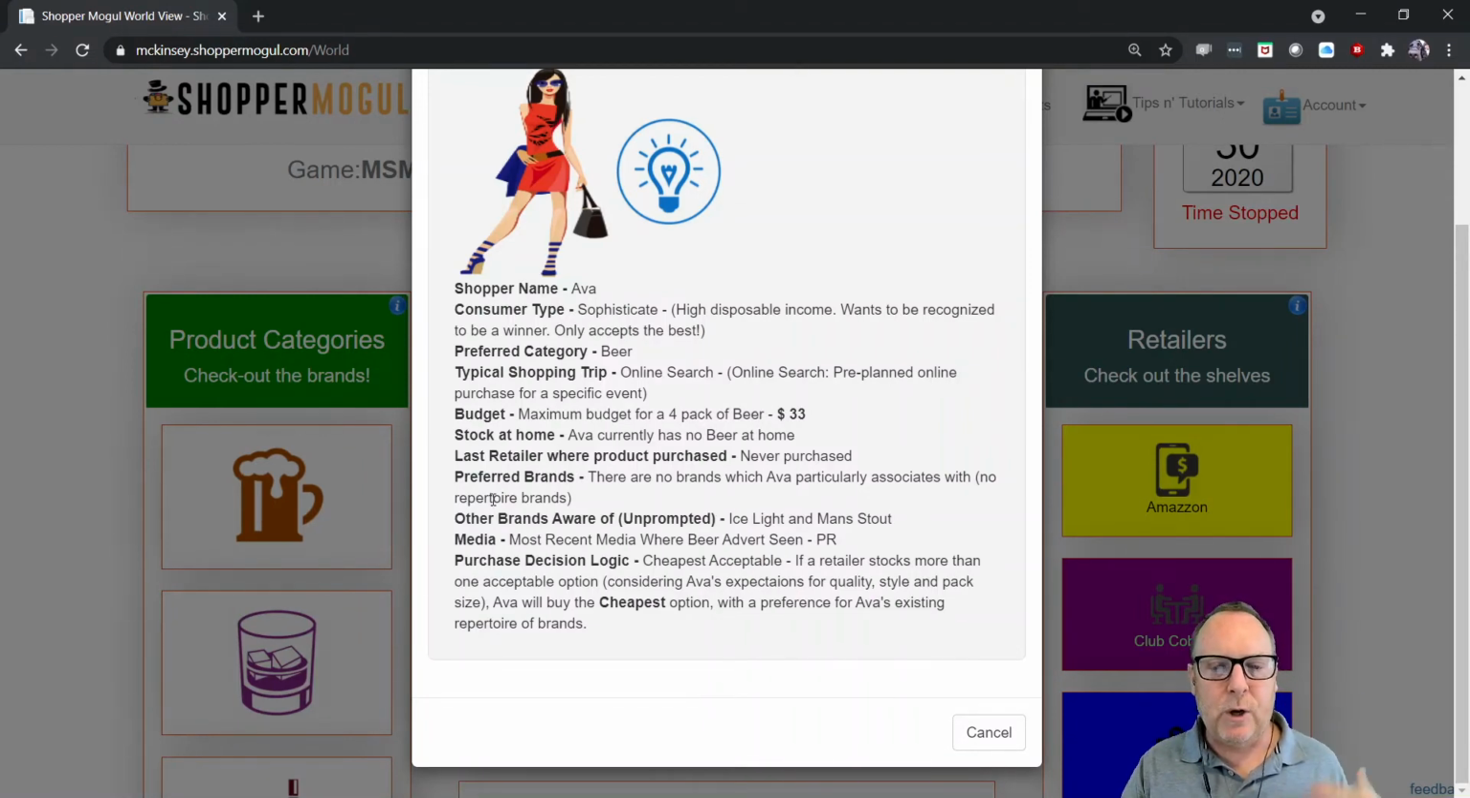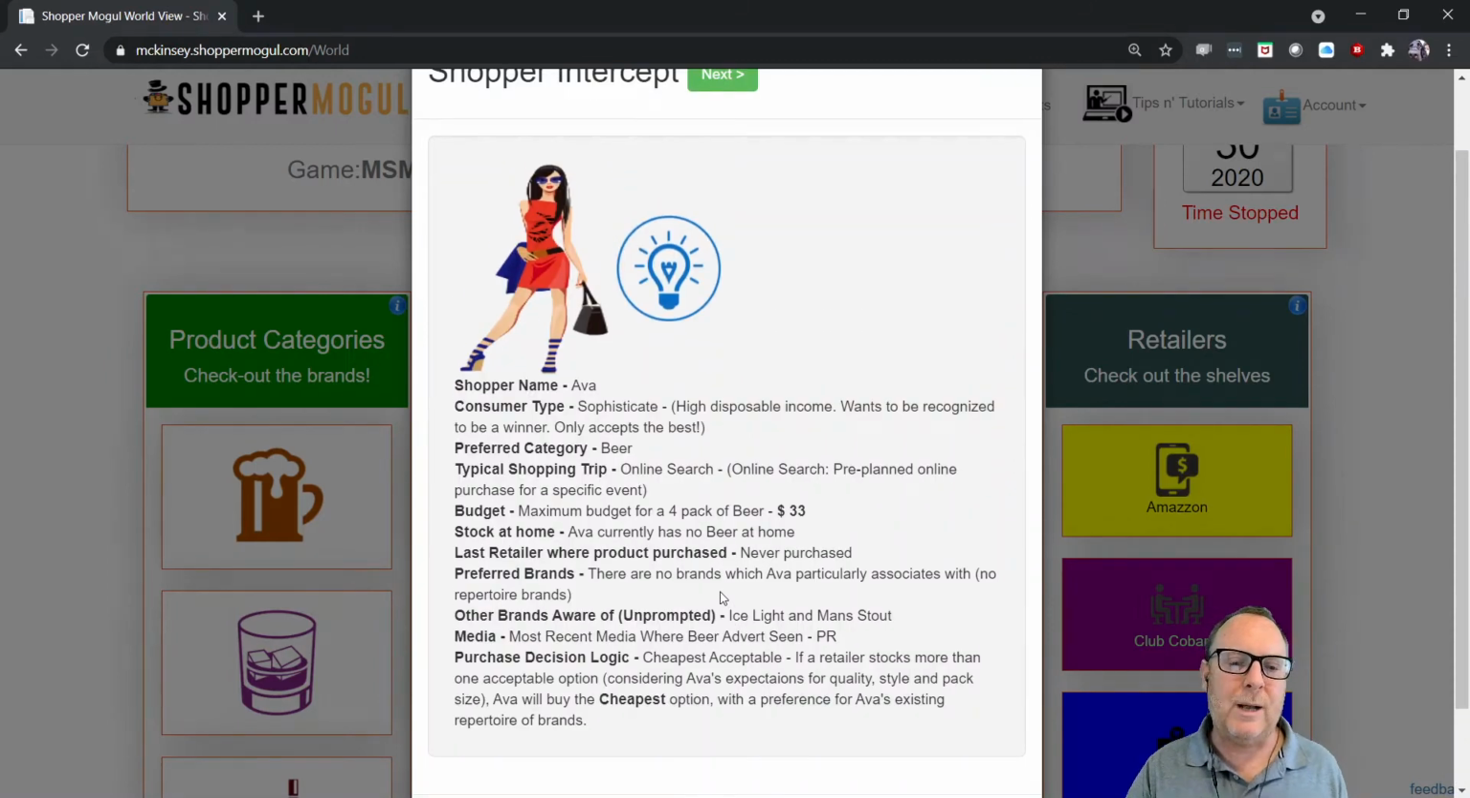So over the course of the game though, this would change, and as she tried a beer and liked it, she would adopt products into her repertoire of preferred brands, i.e. those ones that she'll tend to be loyal to unless something else is so much better or cheaper that she'll switch to another brand. We can also see which brands she's aware of from media that she's seen, and even a little bit about how she makes her decision.